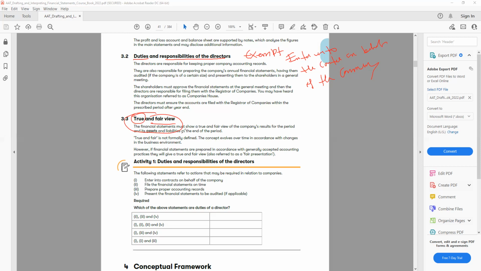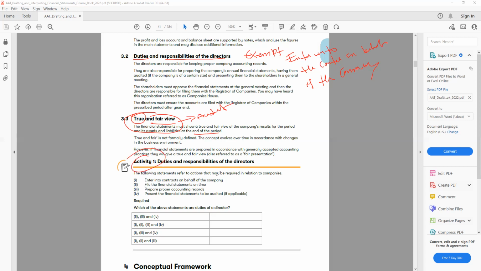Here it says the financial statement must be a true and fair view of the company's result for the period and assets and liabilities at the end of the period. Normally this one is relevant to the audit. The true and fair view is very relevant to the audit, because the financial statement always has to be presented in a true and fair view way.